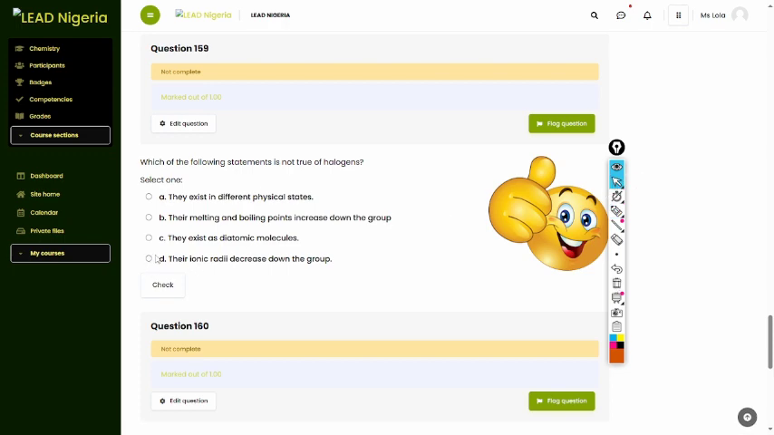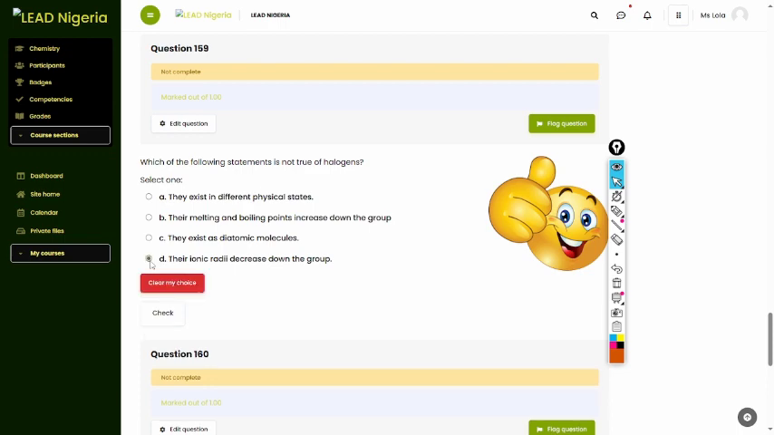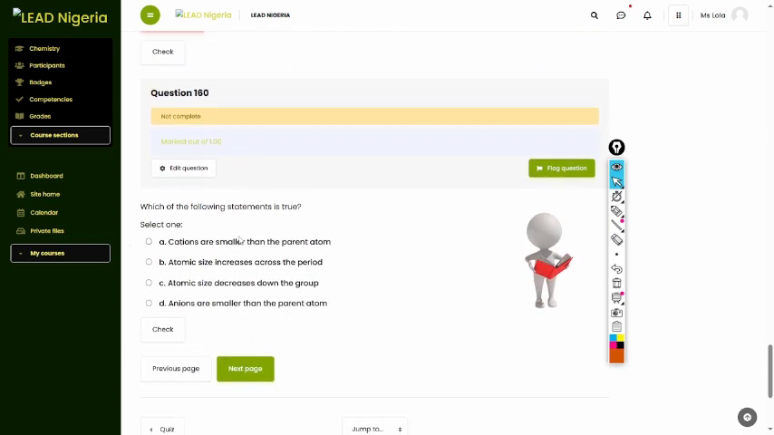All right, which of the following statements is true? Cations are smaller than the parent atom. Now this is true because when a neutral atom loses an electron to form a cation, the number of shells it has reduces, and that in turn reduces the radius of that ion. So cations, because they lose electrons, are usually smaller than the original atom.